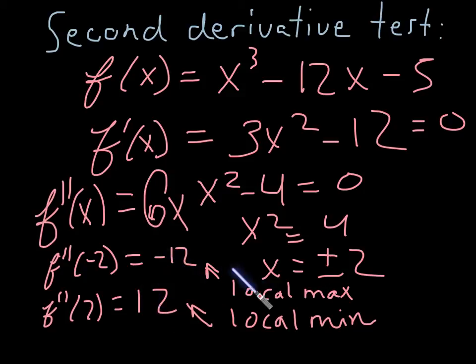And we know that negative 2 is going to be a local max because it's a negative value, and we know that 2 is going to be a local min because 12 is a positive value. And that is how you use the second derivative test.